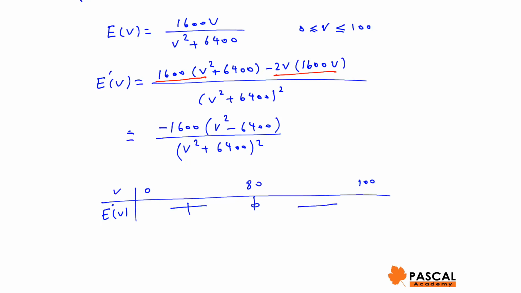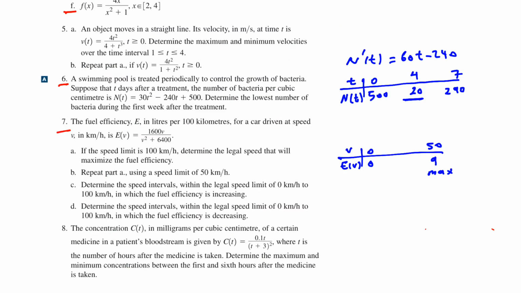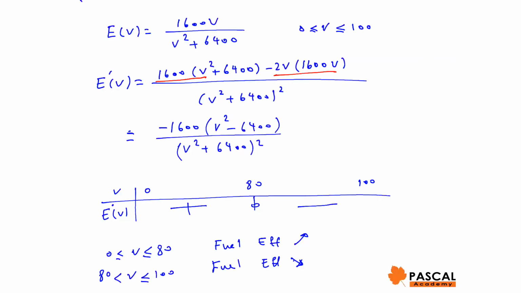Therefore, for V between 0 and 80, fuel efficiency is increasing, and at 80 it is maximum, and after 80 it is decreasing. So we answered part D as well.